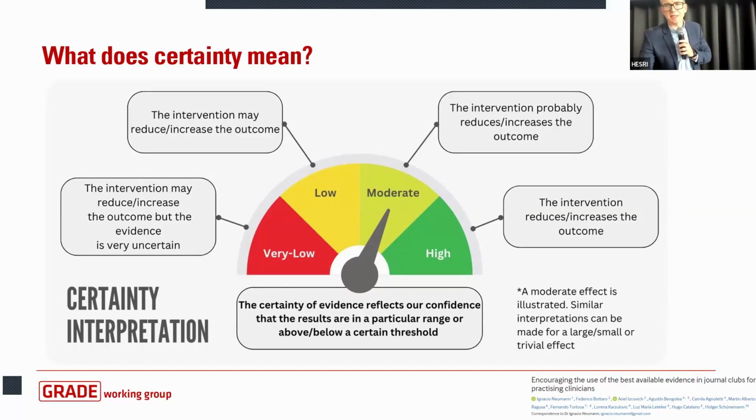And if we have high certainty, then we can use this sort of standardized wording. The intervention reduces or increases the outcome. When we get to moderate, the intervention probably reduces or increases the outcome. When we get to low, the intervention may reduce or increase the outcome. And when we get to very low certainty, the intervention may reduce or increase the outcome, but the evidence is very uncertain.